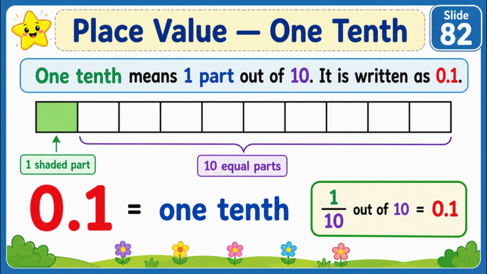Place value, 1/10. 1/10 is written in the first place after the decimal point. 1/10 means 1 part out of 10 equal parts. So, 1/10 is written as 0.1.